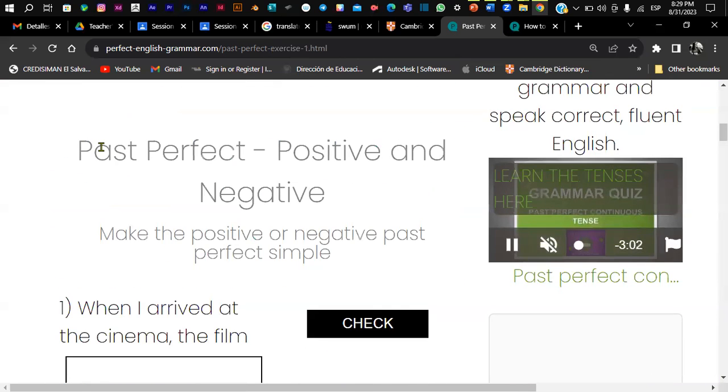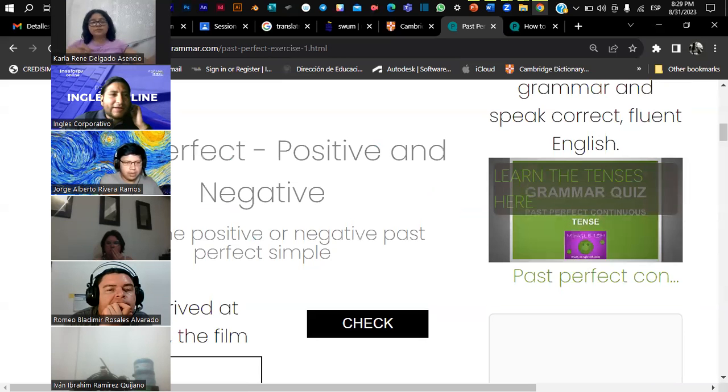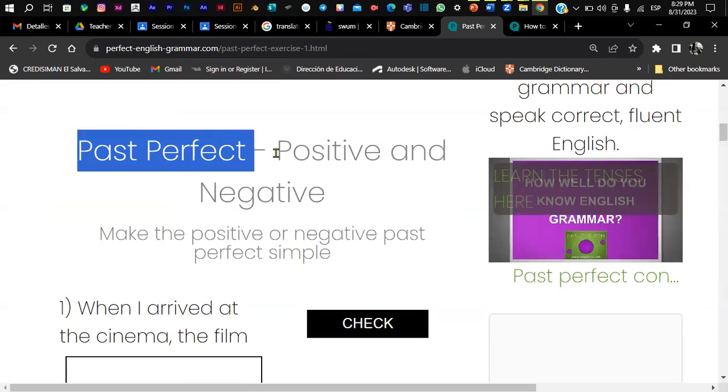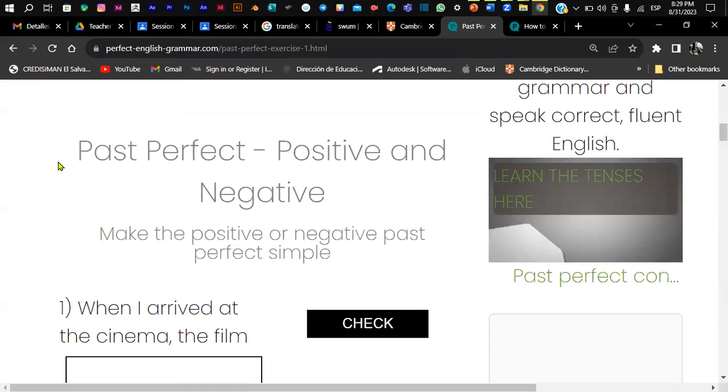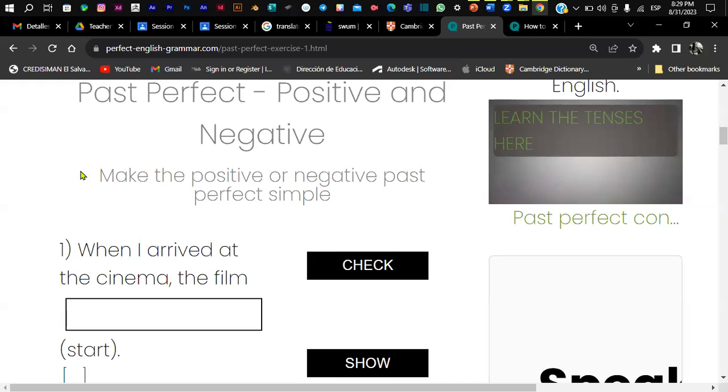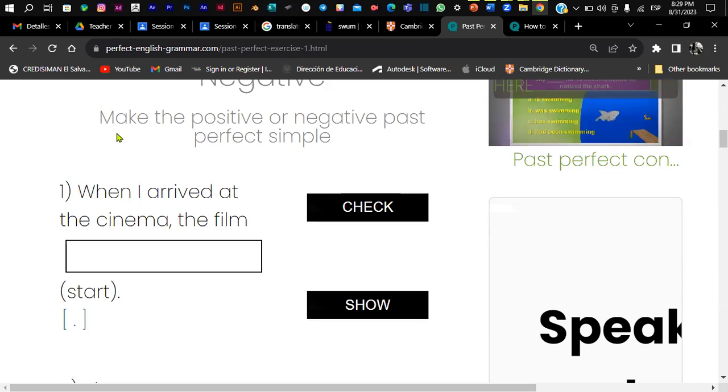All right. What is the indication there? Past perfect, positive and negative. Make the positive or negative past perfect simple. Okay. When I arrived at the cinema, the film. Okay, this is number one. Make the positive or negative past perfect simple. Correct.